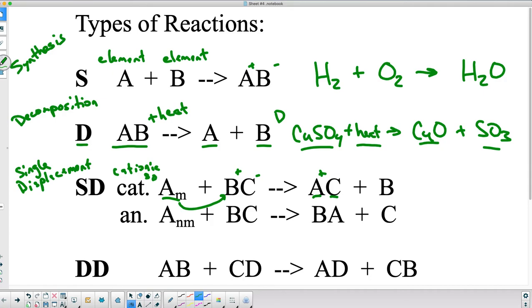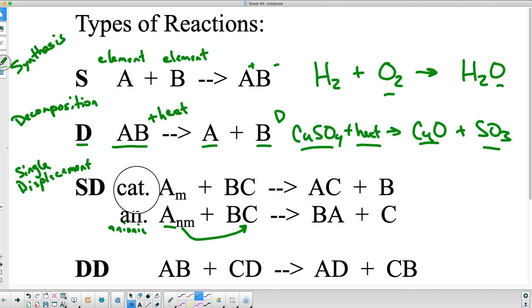What if you have, though, an anionic single displacement? That means that your A is a nonmetal. And because nonmetals, just like up here in the negative part, tend to form negative ions, instead of replacing B, A, the nonmetal, will replace the other nonmetal or the other negative part, okay, the C, which is why you see B, A, and then plus C. So a metal cationic single displacement and a non-metal anionic single displacement. Okay, now that looks very confusing, but we're going to talk more about that later on.